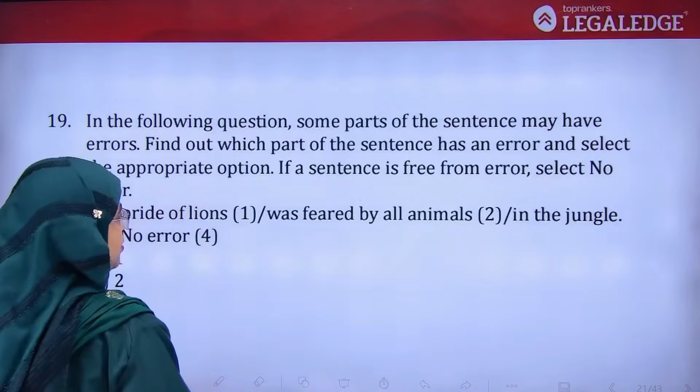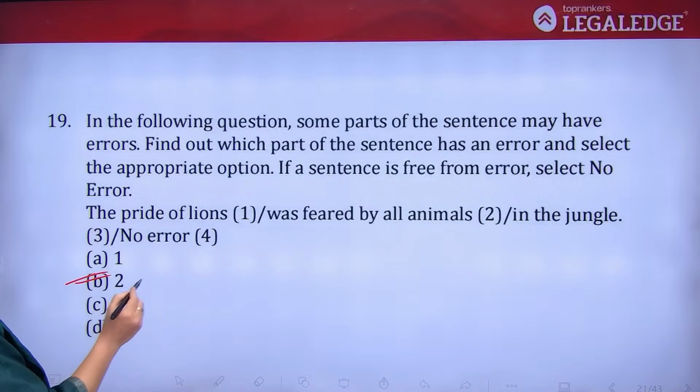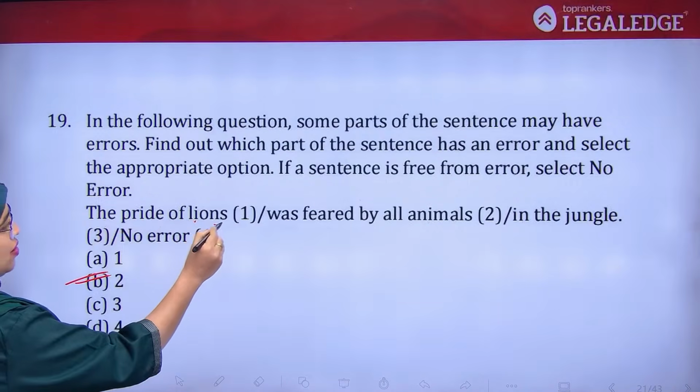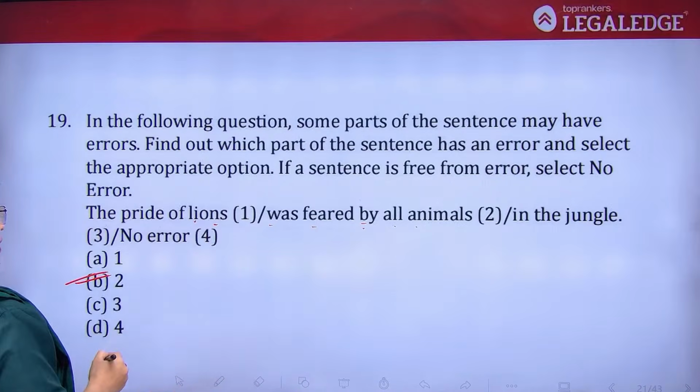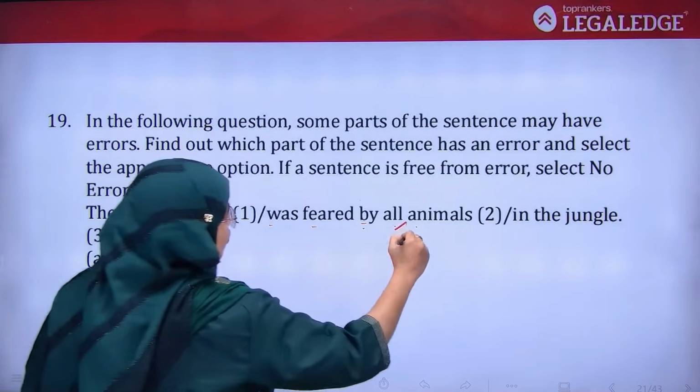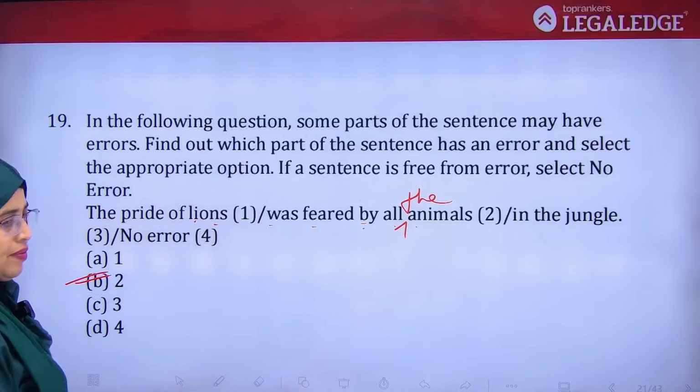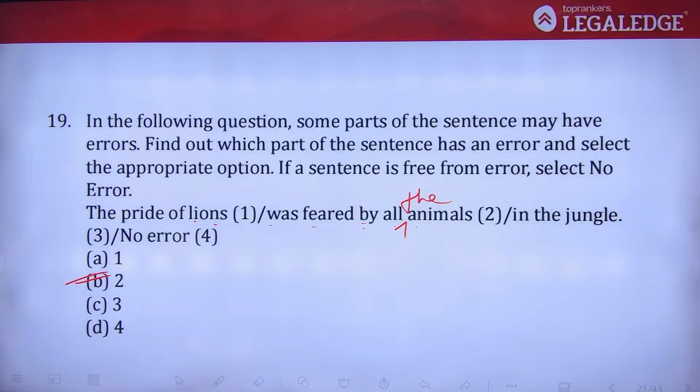All right. Here, students, the correct answer is B. Why? Because the pride of lions was feared by all animals. Instead of that, it should rather be the pride of lions was feared by all the animals. So we needed article the here. Definite article the. Alright. So why do we need article the? Because here, as the subject, pride is a collective noun, it takes a singular verb. Alright. And the word animals will take definite article the. That's the error.